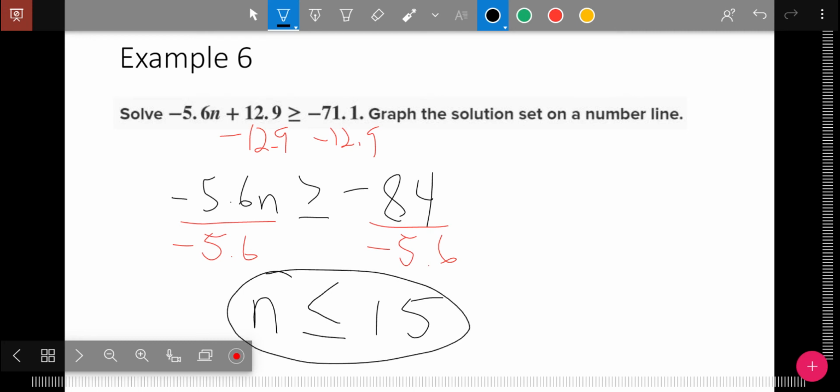Now these ones and the ones on your homework today are going to have a second part. It's going to say graph it on a number line. Graphing on a number line is super easy as long as you make sure the variable is over here.